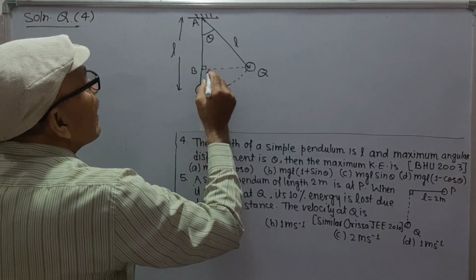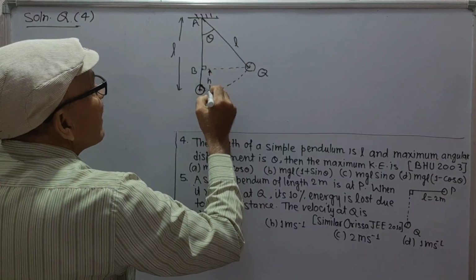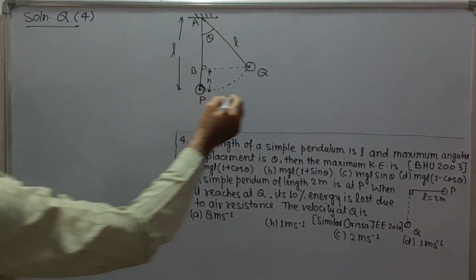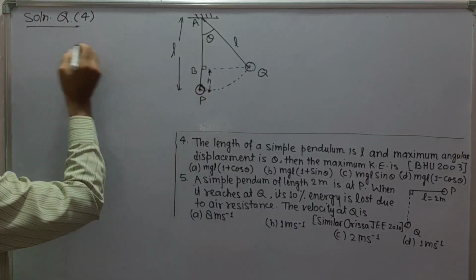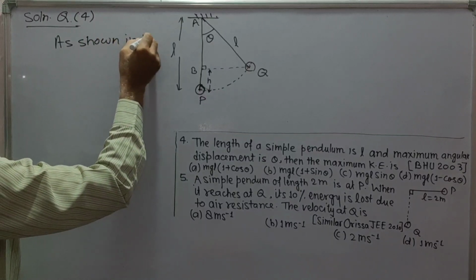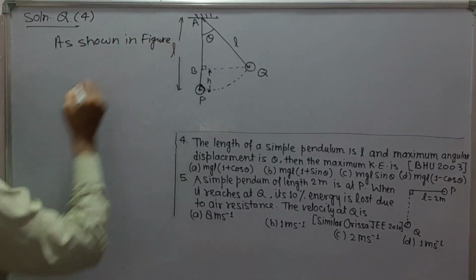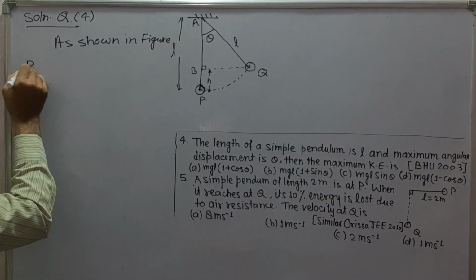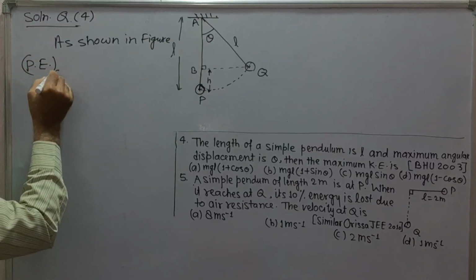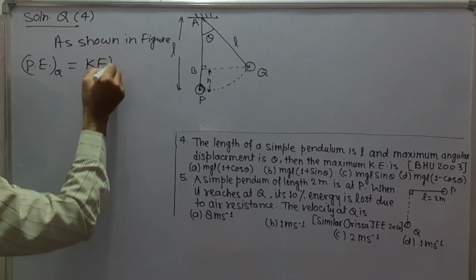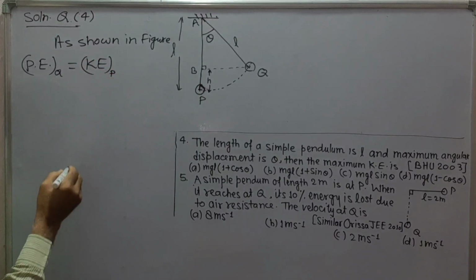Height of B from mean position is H. Then, as shown in figure, maximum potential energy at displaced position Q will be equal to maximum kinetic energy at mean position P.